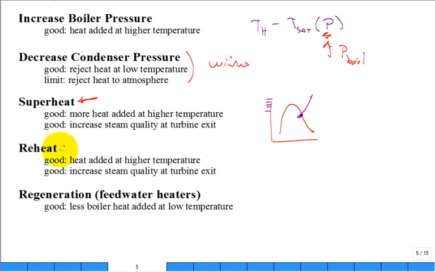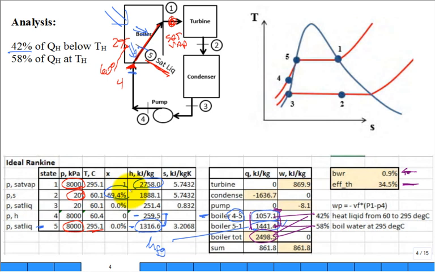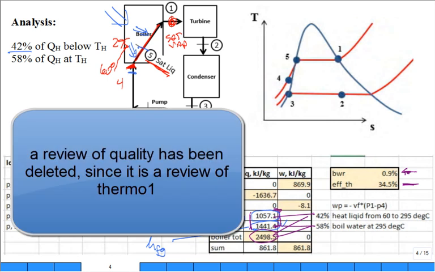Reheat. Okay. Well, when we take a look at our TS diagram, if you expand it without superheat, there's pretty low quality steam. Maybe that quality, what was that quality over here? That quality was around 70%. That's way too low. What does the quality mean? This is a Thermo 1 review.